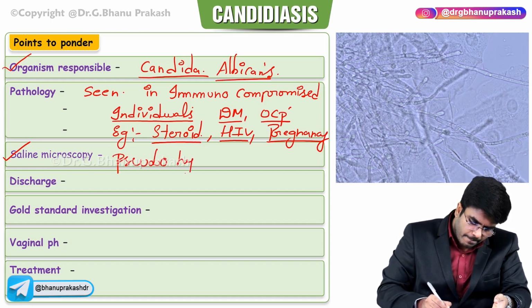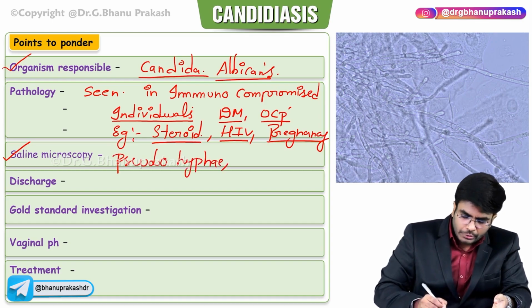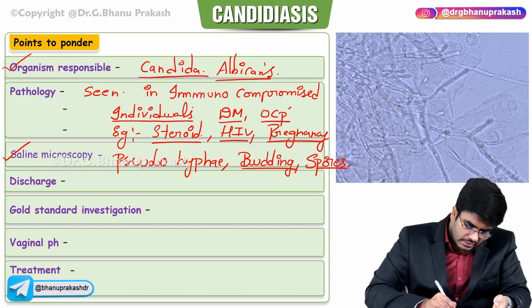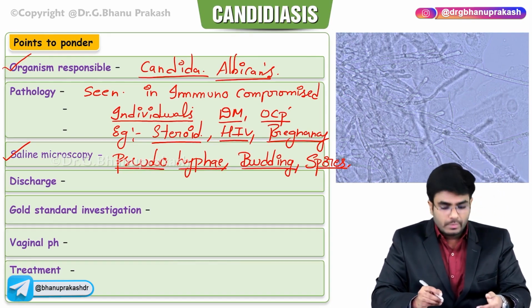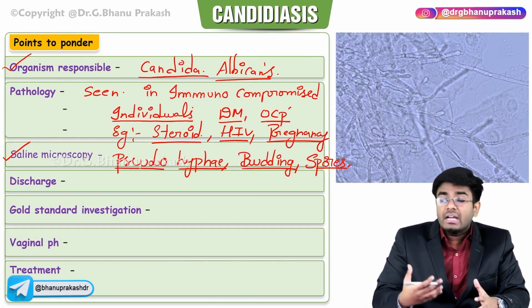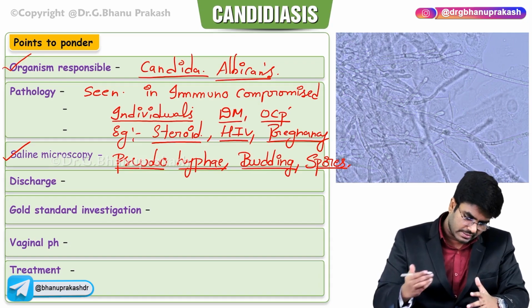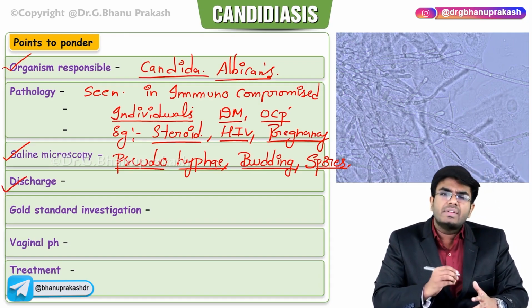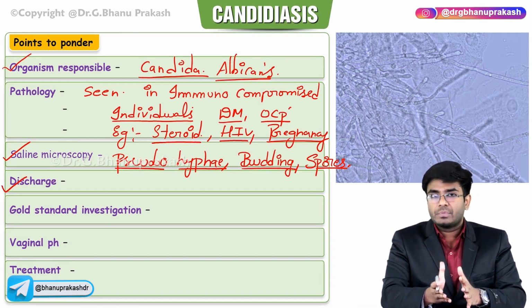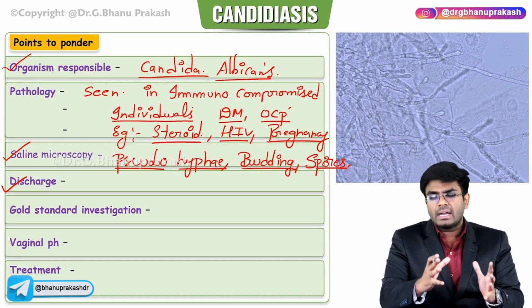You can see pseudohyphae. You can see budding of the fungus. You can see spores. So, these are all the features which you can see under the microscope. Saline microscopy will reveal the pseudohyphae of the fungus, budding of the fungus, and even spores of the fungus. And if I am talking about the characteristics of the discharge, how the discharge of bacterial vaginosis looks, guys, it is a frothy, milky white or greyish discharge.